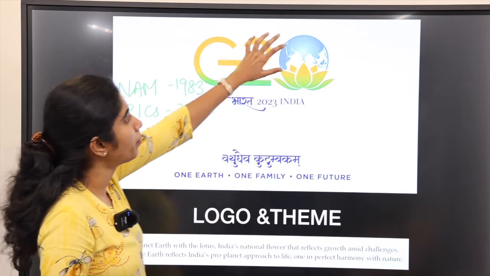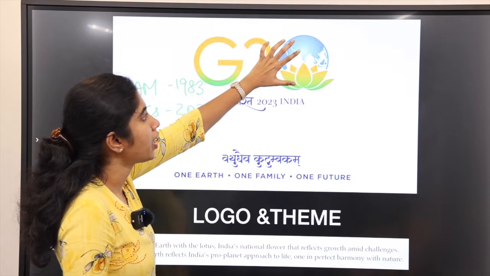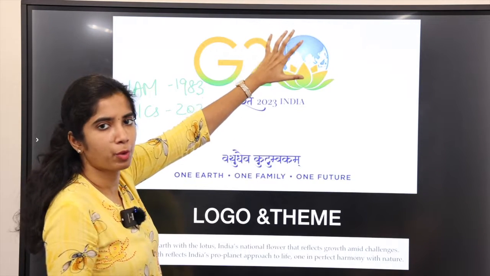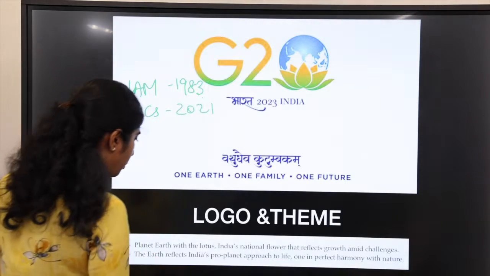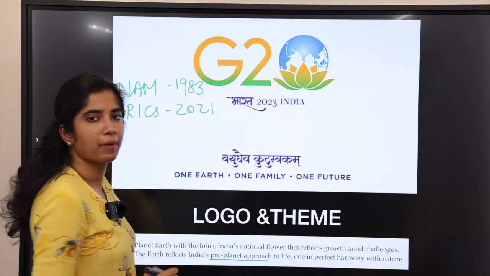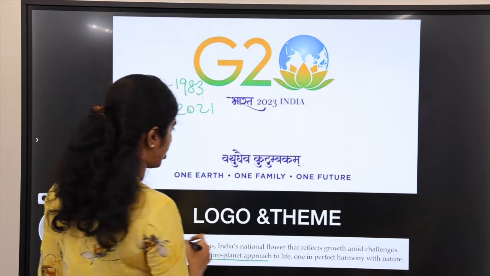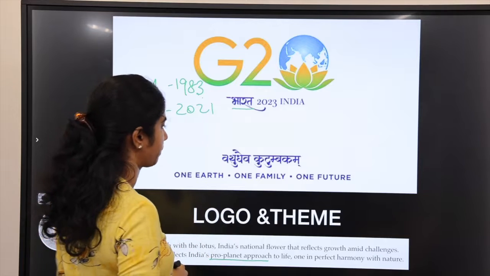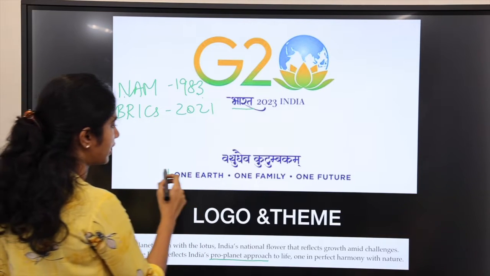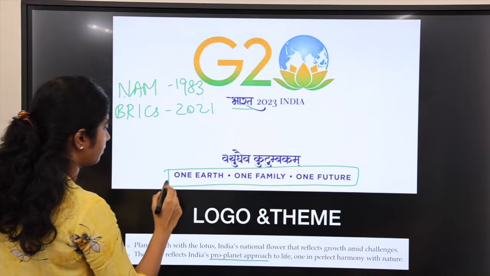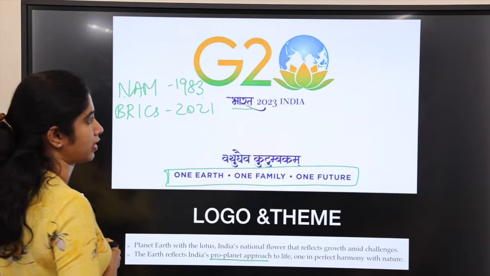And what does this globe represent? India's proactive approach to life on earth. A pro-planet approach to life on earth, that is in perfect harmony with nature. This is India written in Devanagari script. This is the theme of next year, One Earth, One Family, One Future, which will be India's theme next year.